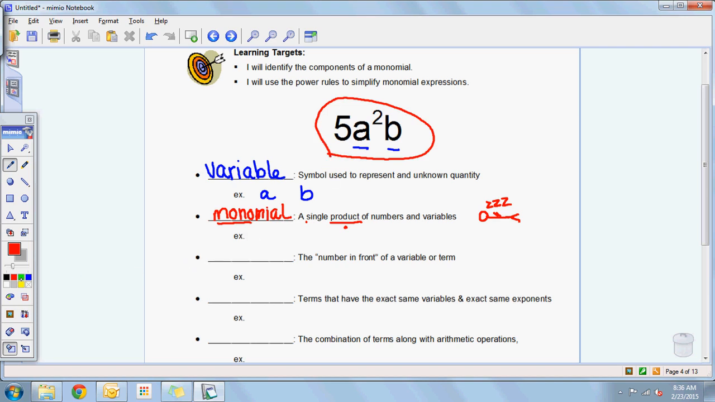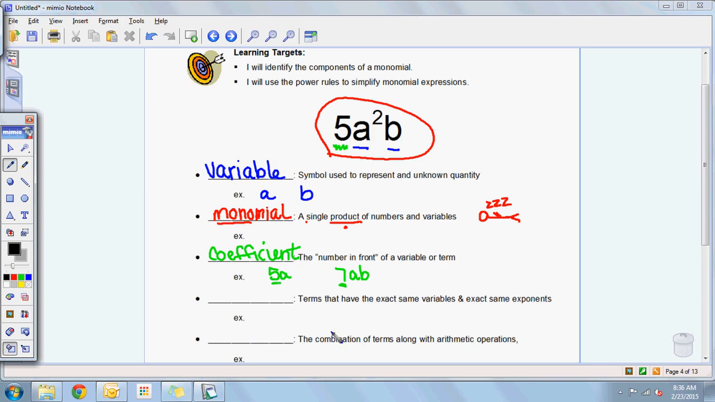Okay? All right, next term. The number in front of a variable or term. So we've got a variable here, a variable here. The number in front has a special name. It's called a coefficient. So 5 would be our coefficient here, okay? So 5a, the coefficient is 5. 7ab, the coefficient is 7. So it's just the number in front, okay?